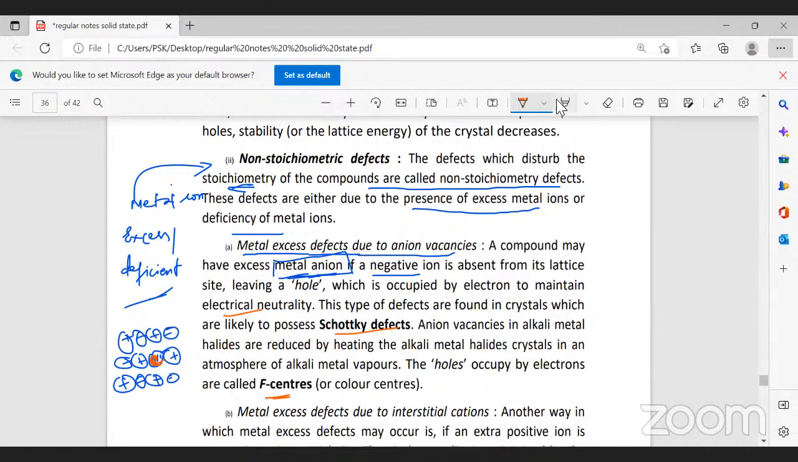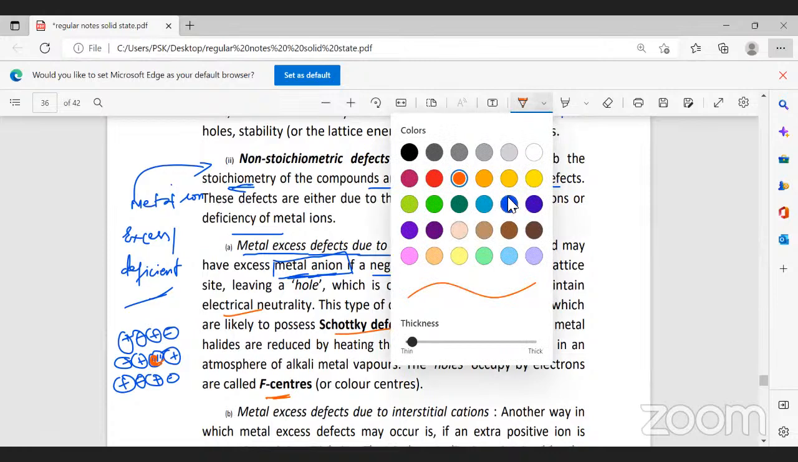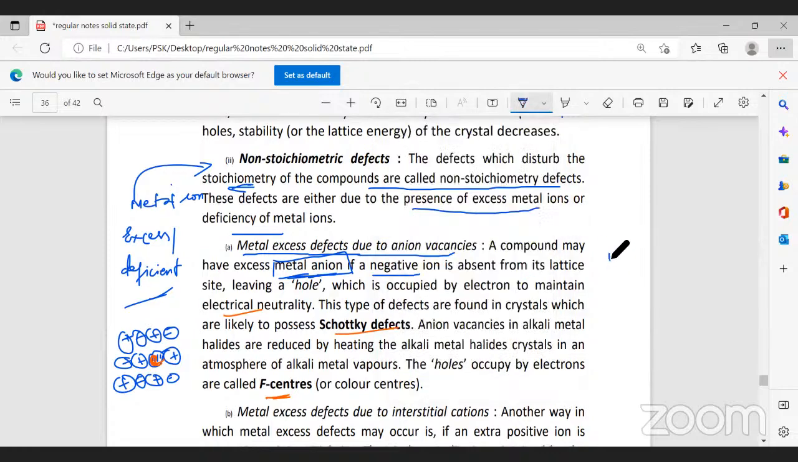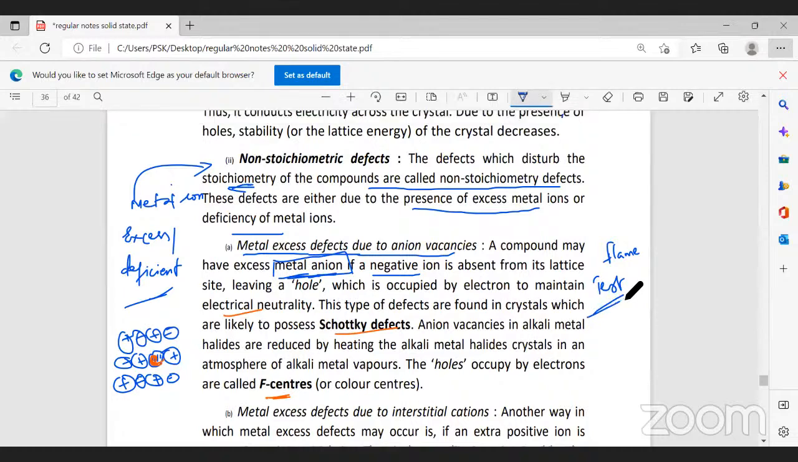They are called color centers. Have you done flame test in your college? No, sir. You have not done flame test.